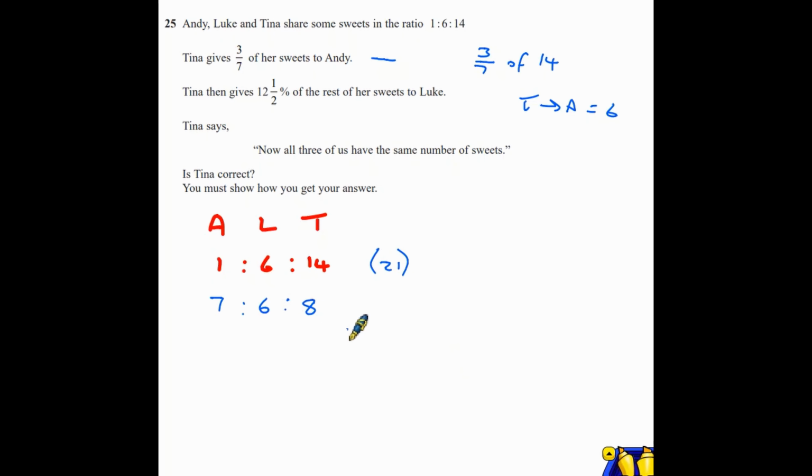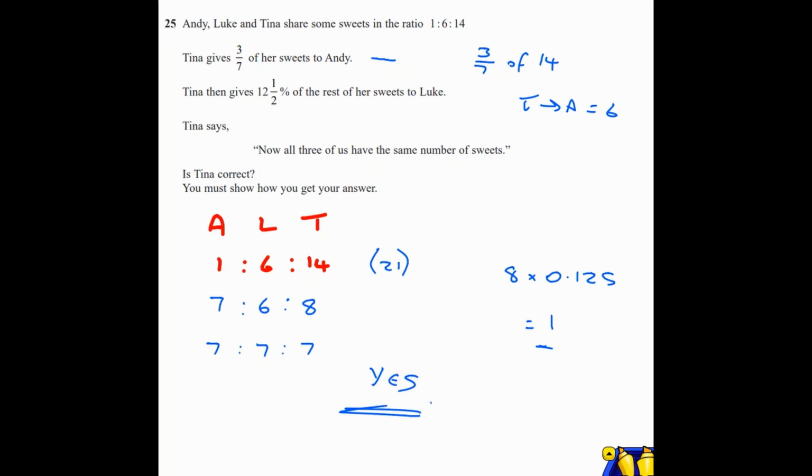So let's move on to the second part. Tina then gives 12.5% of the rest of her sweets to Luke. Well, she's got 8 sweets left, so to find 12.5%, it will be multiplied by 0.125. And 8 times 0.125 equals 1. So she's going to give 1 sweet to Luke. So now we've got, Andy's still got 7. Luke gets an extra 1. He's got 7. Tina's just given that 1 away. She's got 7. Is Tina correct?